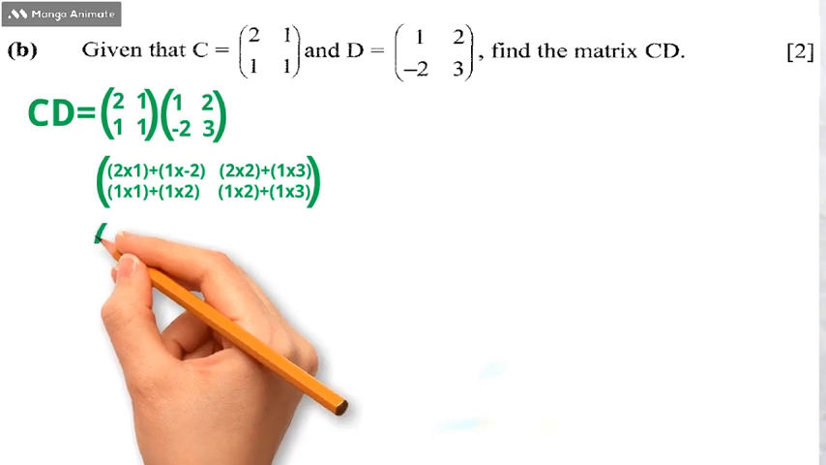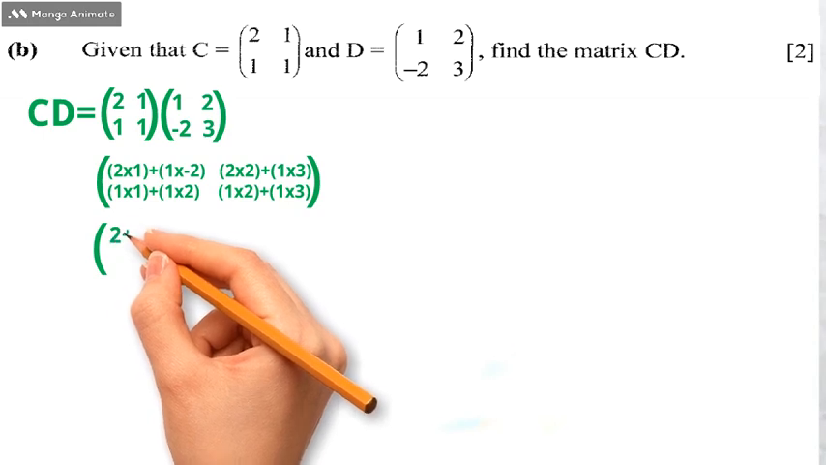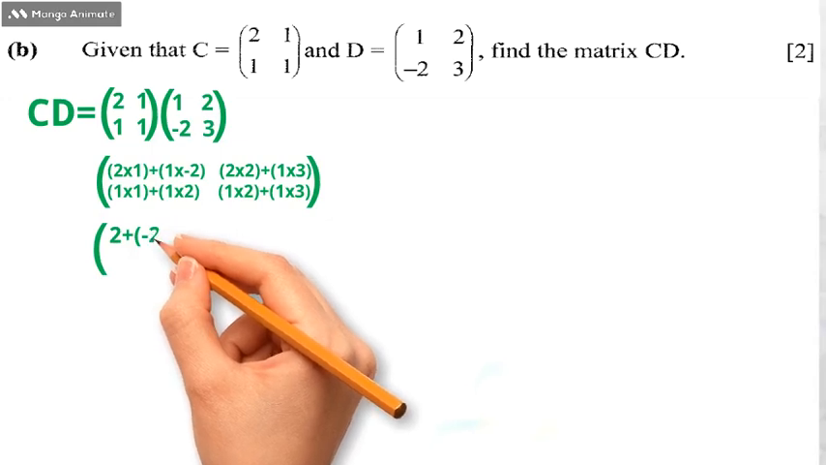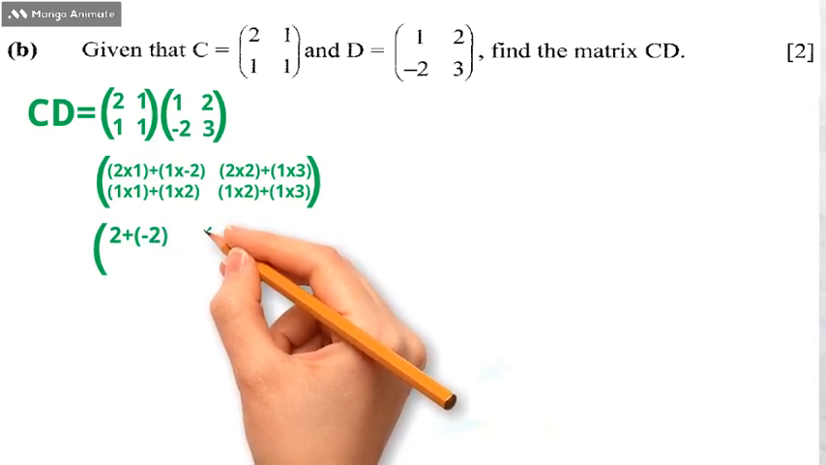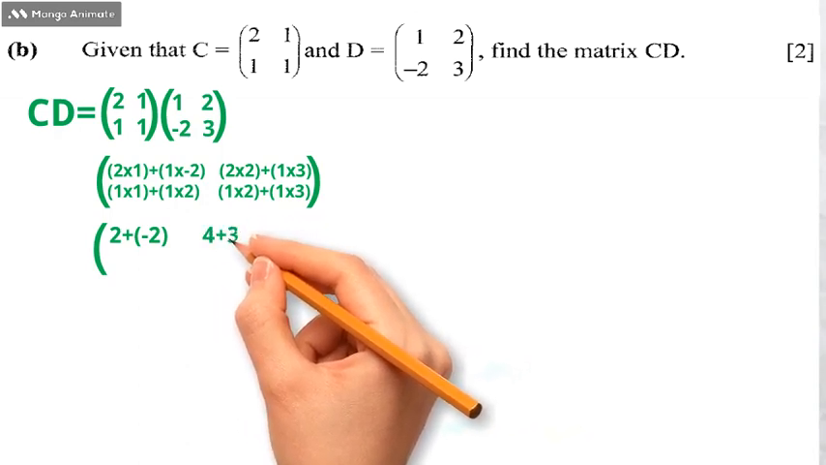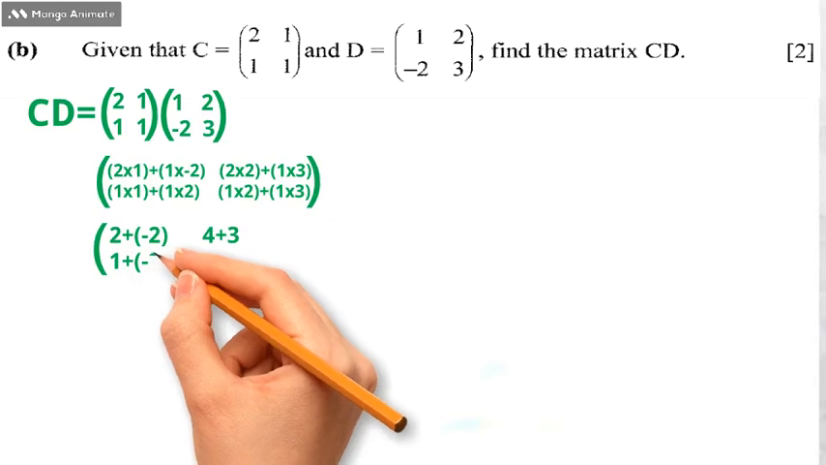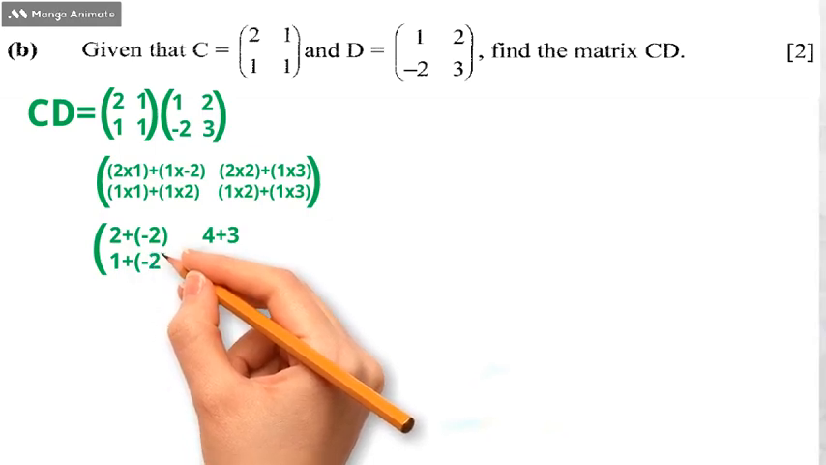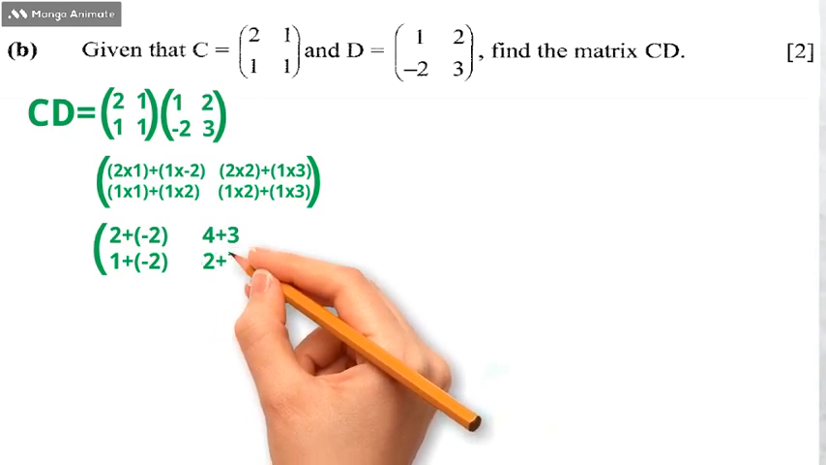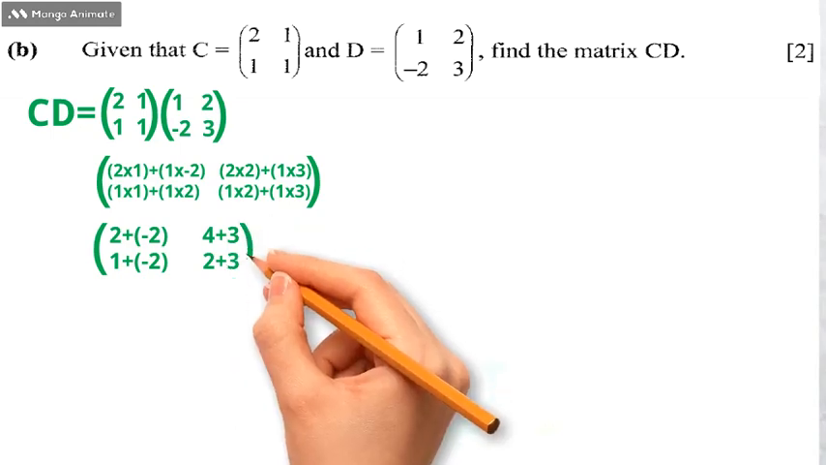Now we do the actual multiplication. We start: 2 multiplied by 1 will give us 2, plus 1 multiplied by negative 2 will give us negative 2. Then 2 multiplied by 2 will give us 4, plus 1 multiplied by 3 will give us 3. Then we come down here: 1 multiplied by 1 will give us 1, plus 1 multiplied by negative 2 will give us negative 2. Then 1 multiplied by 2 will give us 2, and 1 multiplied by 3 will give us 3. So we have 2 plus 3 there, close bracket.